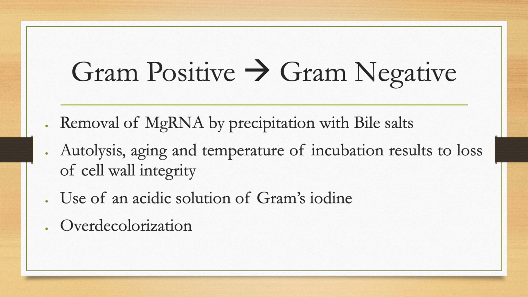So it's always good practice that when you are staining your cells, make sure you are using a fresh culture, right? So at least an 18 to 24-hour culture for your gram staining, right? And then if you also used an acidic solution of Gram's iodine, this can cause your basic stain to not bind as well to your cell wall, right? And of course, if you over decolorize your cell wall, this can cause excess removal of your primary stain.